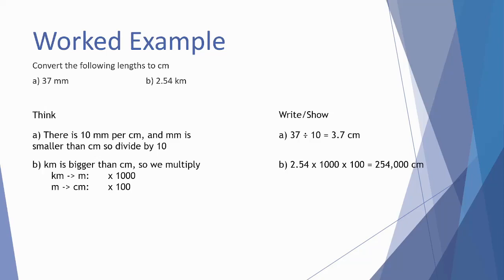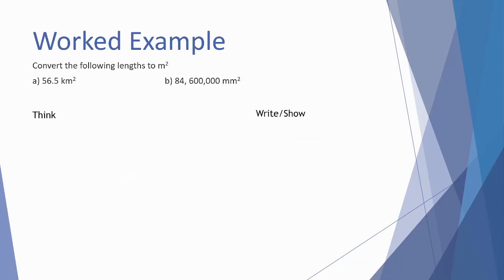And we know that that equals 254,000 centimeters. And again, we've put those units on there. So this is the workings to show your teacher that you know what you are doing. Now let's convert some areas. We're going to convert the following to meters squared. We're going to start off with 56.5 kilometers squared.